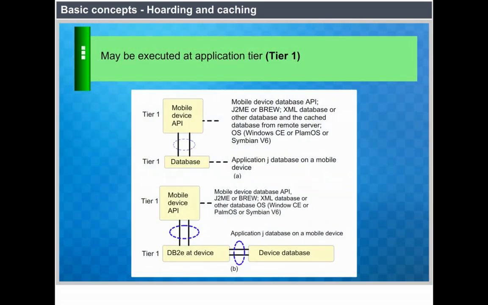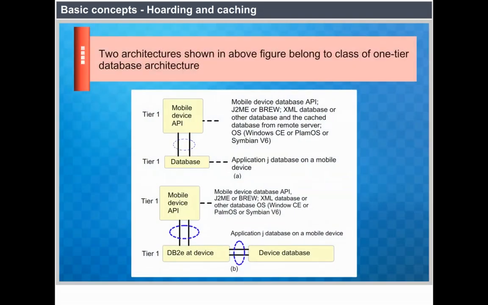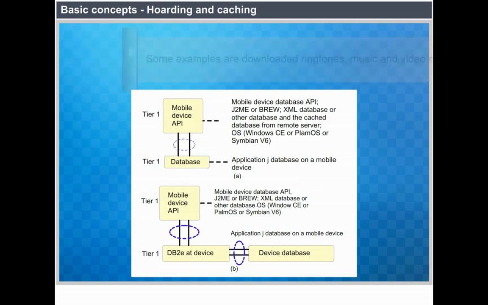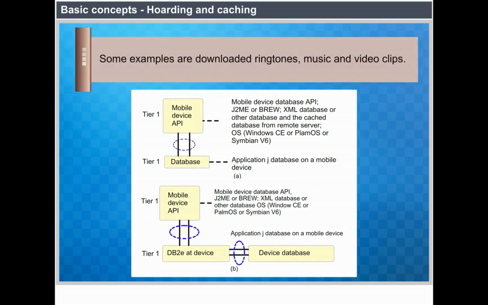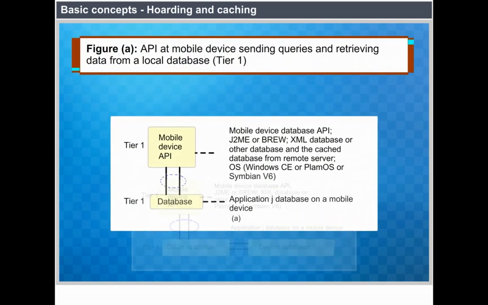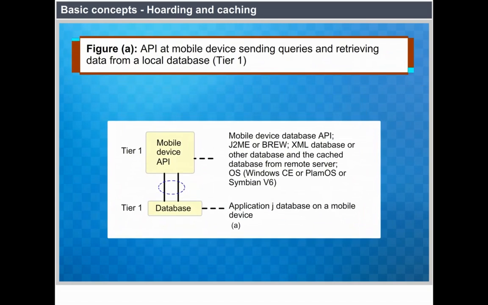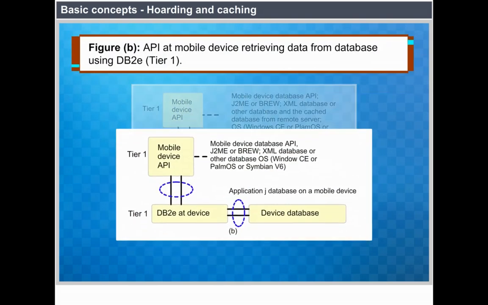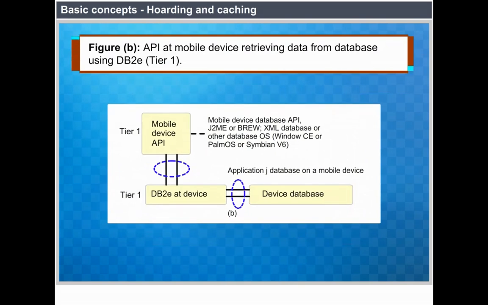May be done at application tier 1. The two architectures shown in the above figure belong to the class of one-tier database architecture. Some examples are downloaded ringtones, music and video clips. Figure A. API at mobile device sending queries and retrieving data from a local database, tier 1. Figure B. API at mobile device retrieving data from database using DB2E, tier 1.